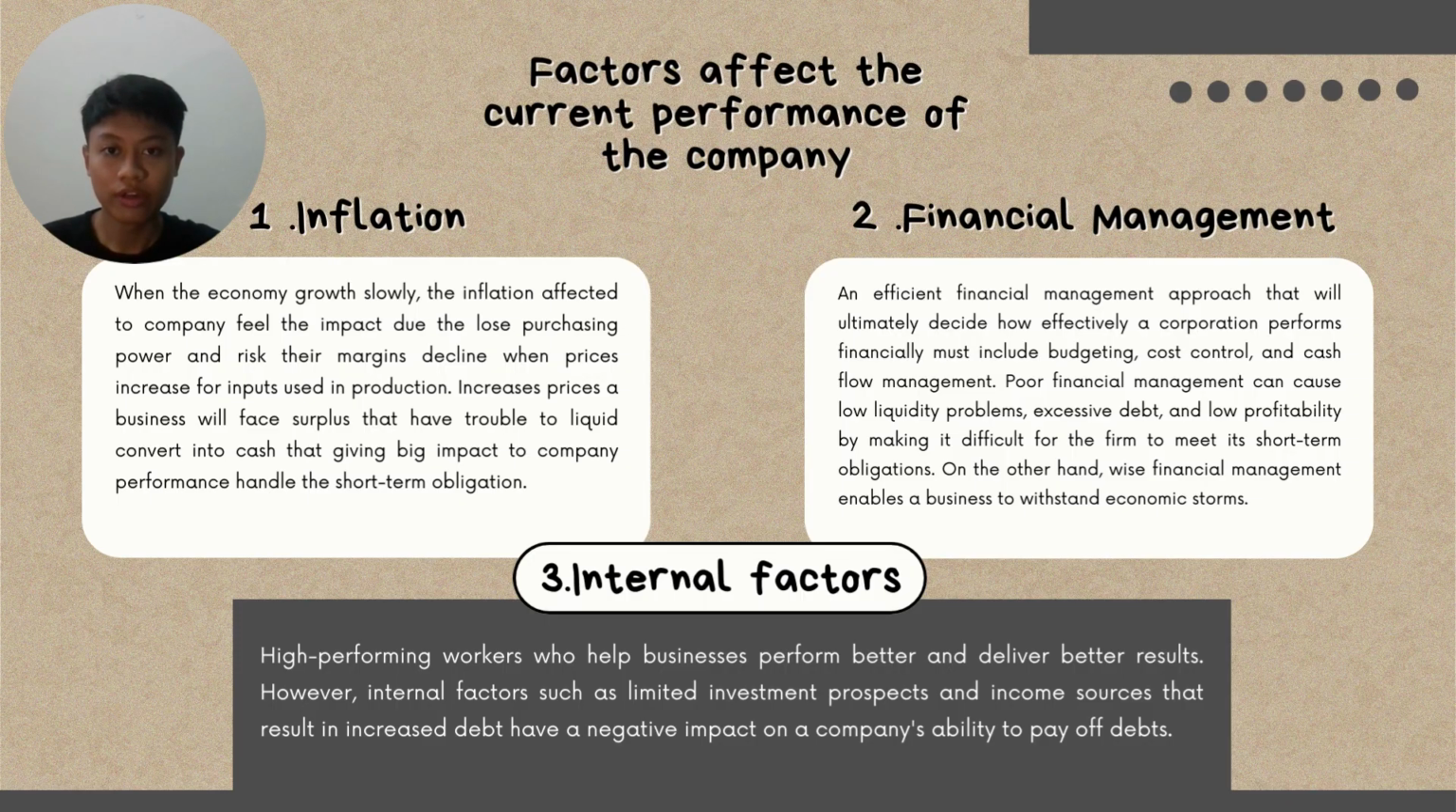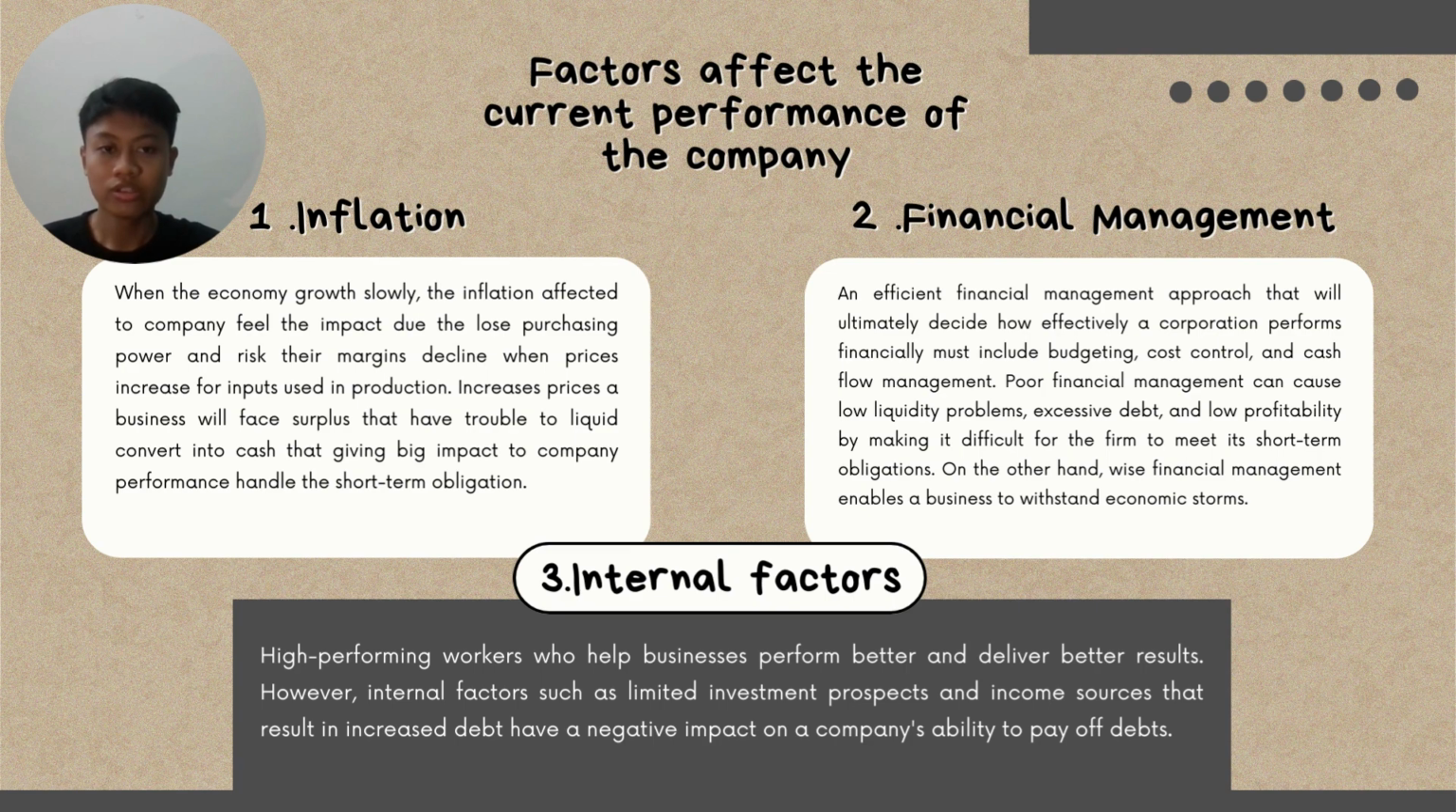Factors that affect the current performance of the company. First, inflation. When the economy grows slowly, the company feels the impact of inflation with the loss of purchasing power and risks its margins declining when prices increase for inputs used in production. With increased prices, a business will face surplus that has trouble converting into cash, giving a big impact on company performance in handling the short-term obligation.